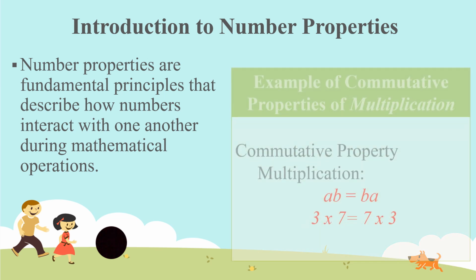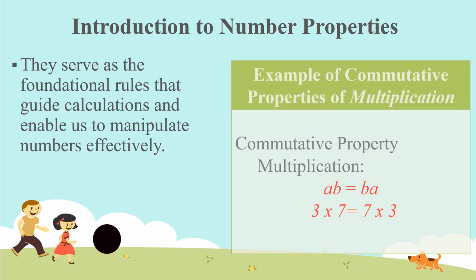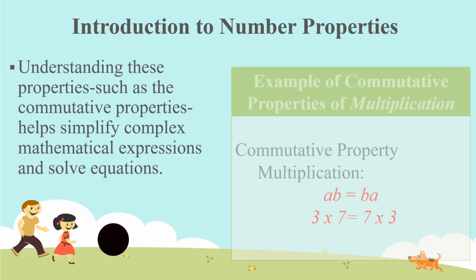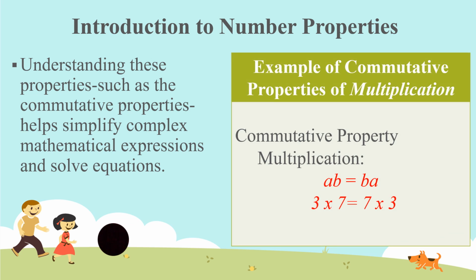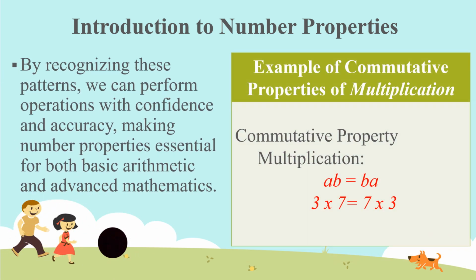Number properties are fundamental principles that describe how numbers interact with one another during mathematical operations. They serve as the foundational rules that guide calculations and enable us to manipulate numbers effectively. Understanding these properties, such as the commutative properties, helps simplify complex mathematical expressions and solve equations. By recognizing these patterns, we can perform operations with confidence and accuracy, making number properties essential for both basic arithmetic and advanced mathematics.